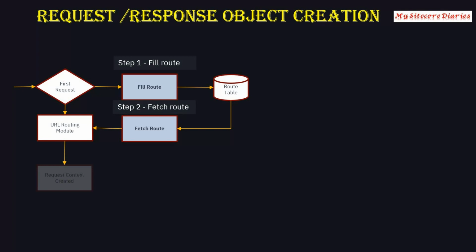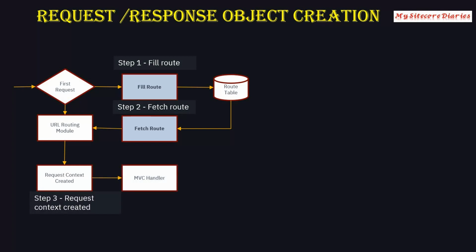This URL routing module will then create a request context. So once you get the route of the request, it will create a context object, and then it will give it to the MVC handler. Then the MVC handler will initiate the controller.